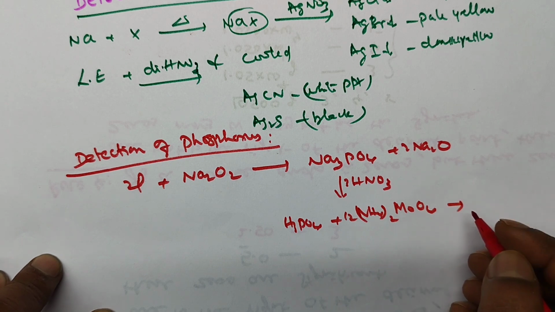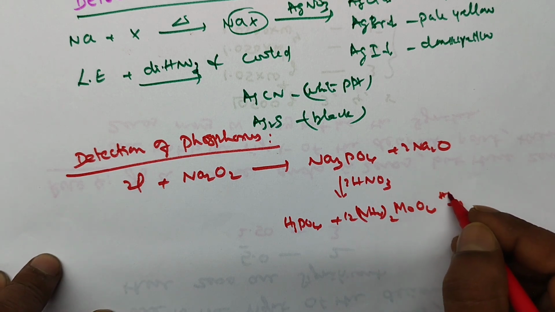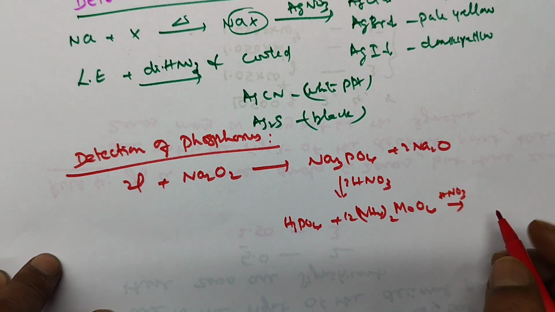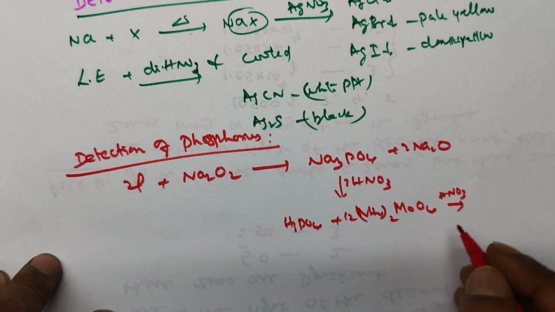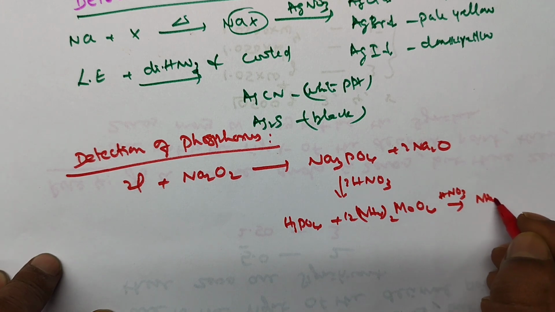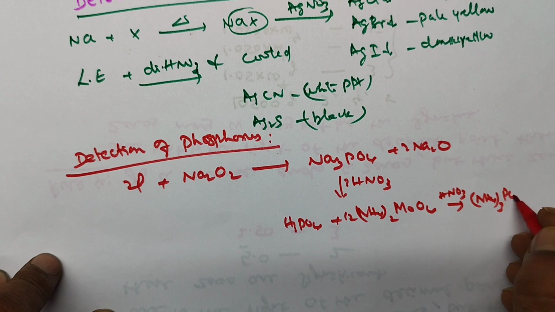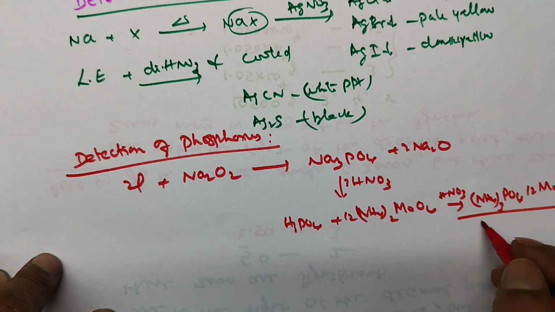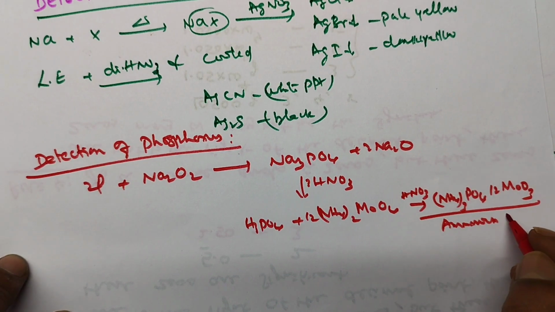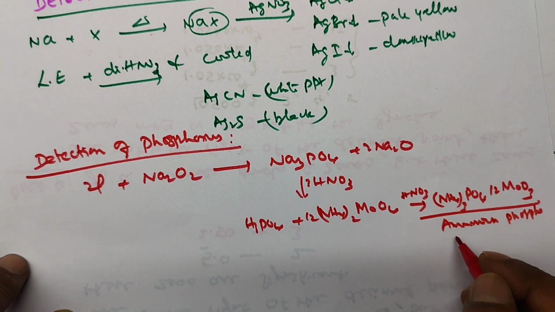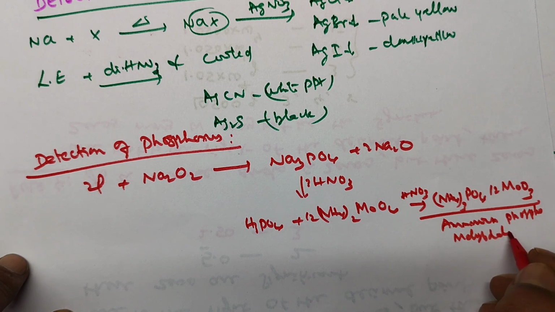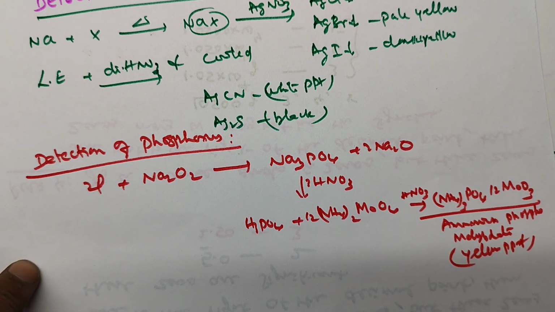In the presence of HNO3, it gives ammonium phosphomolybdate, (NH4)3PO4·12MoO3. This is called ammonium phosphomolybdate, which is a yellow precipitate. From that we come to the conclusion that the organic compound contains phosphorus as one of its elements.